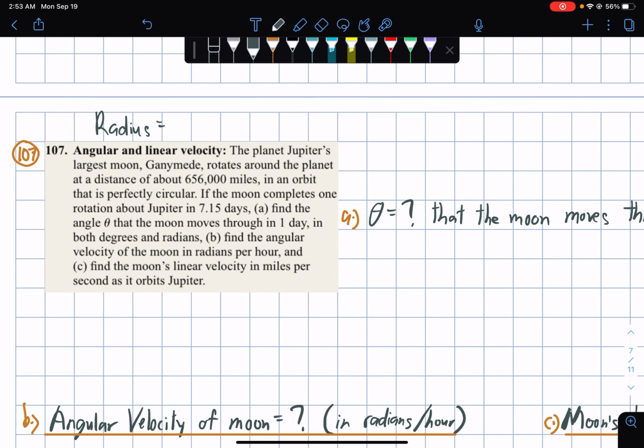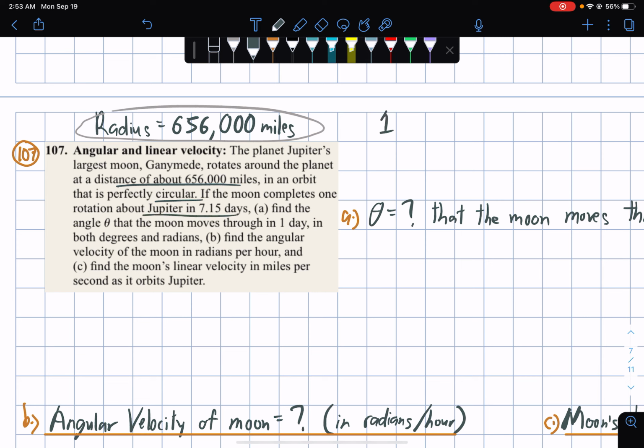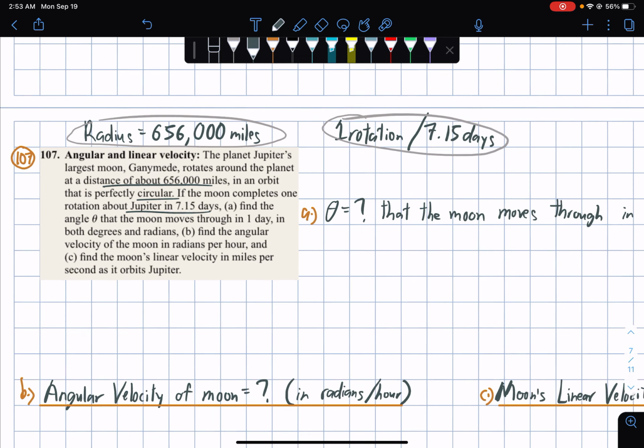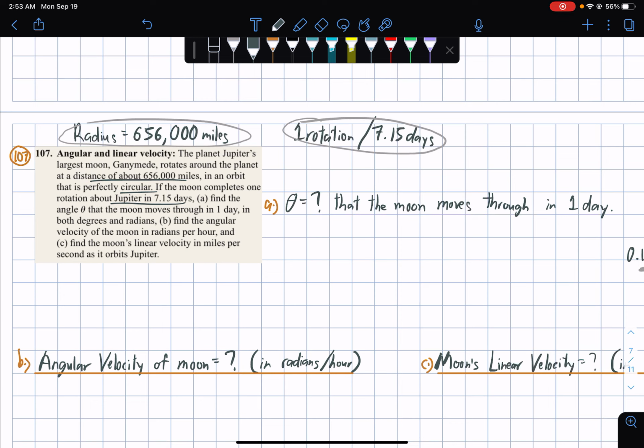Angular and linear velocity. Jupiter, so the radius, the distance is about 656,000 miles, in an orbit that's perfectly circular. The moon completes one rotation in Jupiter, so one rotation in 7.15 days. For letter A, find the degree that the moon moves through in one day.